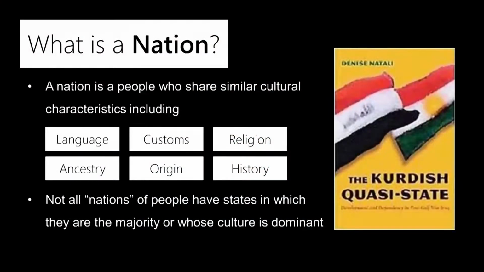So again, we're talking about nation states, so we've got our first definition for what states are, but now we got to define nations. So when we talk about states, our definition is largely political. But for nations, what we really mean is something that's cultural. So you can see here a few things that I've listed of some of the cultural characteristics of nations. Some of them might include language, customs, religion, ancestry, or origins and histories. Not all nations, though, have a state that they belong to.